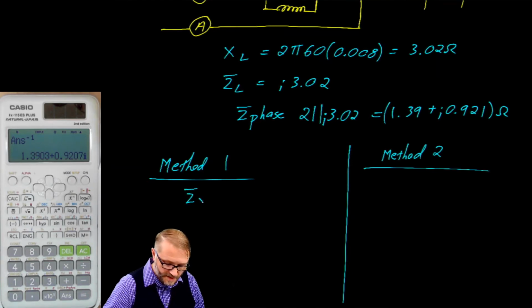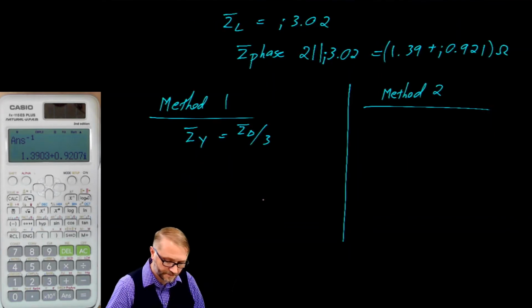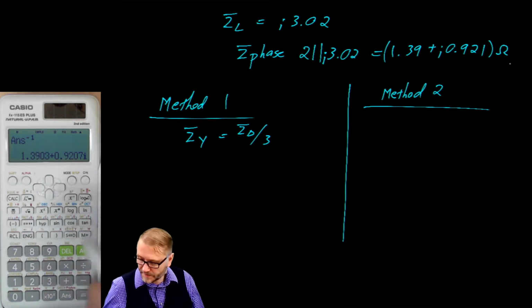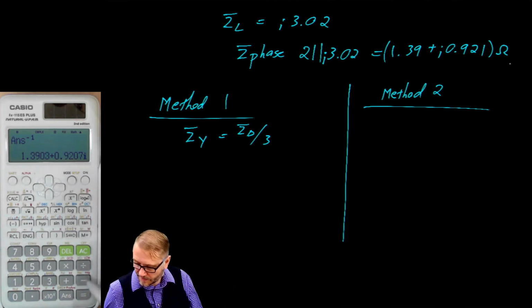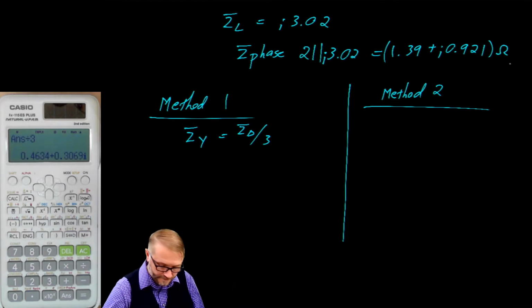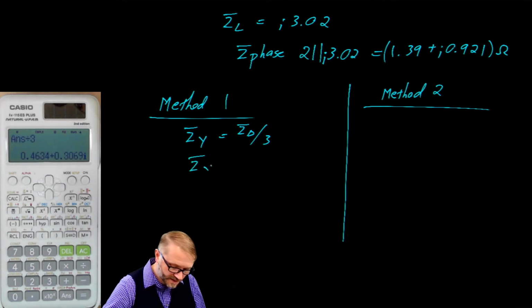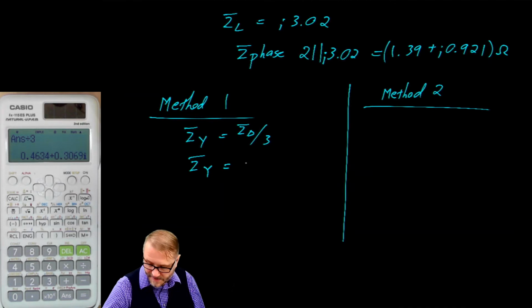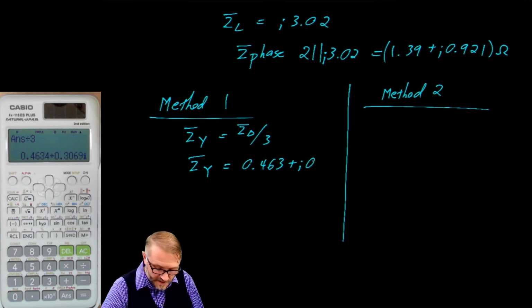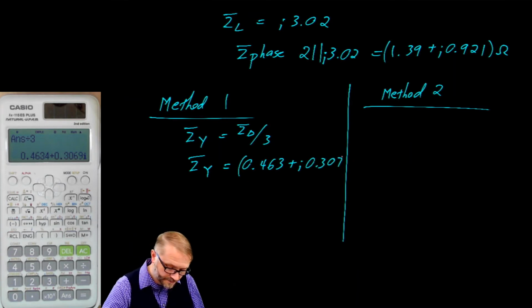The impedance of a Y is the impedance of the delta divided by 3. Our delta impedance is already queued in the calculator, so we just divide that by 3. So the impedance of the Y on a per phase basis is 0.463 plus j0.307.